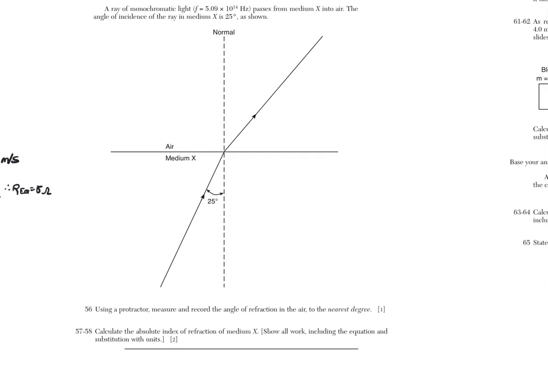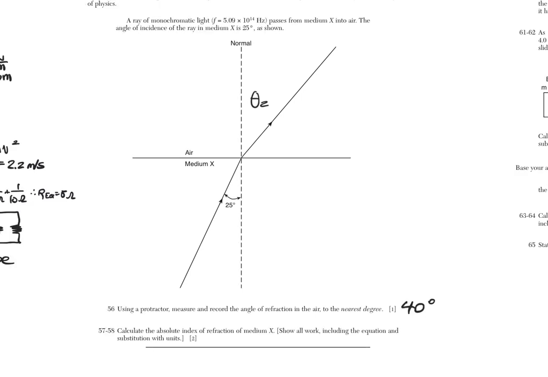It says using a protractor, measure the angle of refraction. That would be theta 2. So it wants to know what that angle is. I measured that angle and we got 40 degrees, plus or minus 2 degrees. And then 57 and 58 say, what is the index of refraction of medium x?